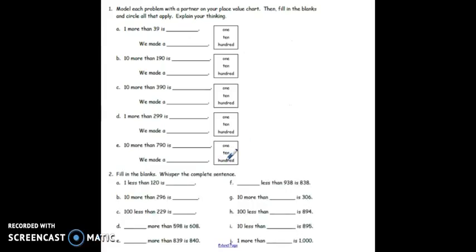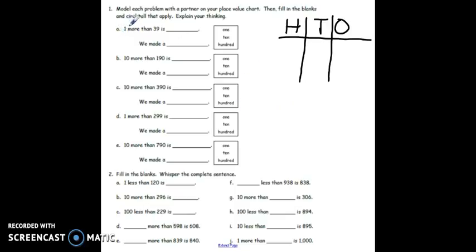So find today's problem set. It's lesson 20. It looks like this. Here are our directions. It says model each problem with a partner on your place value chart. Then fill in the blanks and circle all that apply. Explain your thinking. Please make sure that you are using our hundreds chart to help you solve the problems. If you would like, you can actually draw a hundreds chart right on your piece of paper or use the dry erase board and markers.